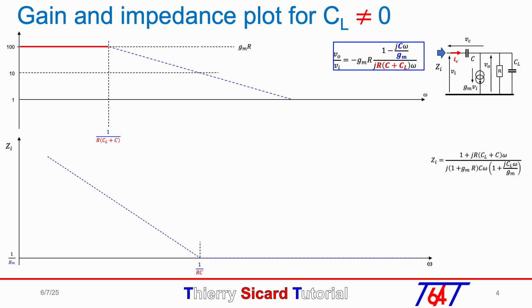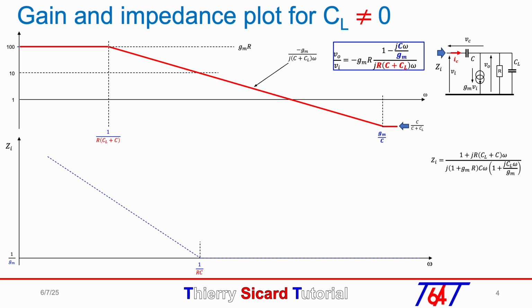We will continue by plotting the gain equal to minus Gm over C plus CL times omega. Comparing with the case with CL equal to 0, we will not stop at gain 1, but we will continue to go below 1 until C over C plus CL is reached for angular frequency Gm over C. Below the gain curve, we will now plot the input impedance.